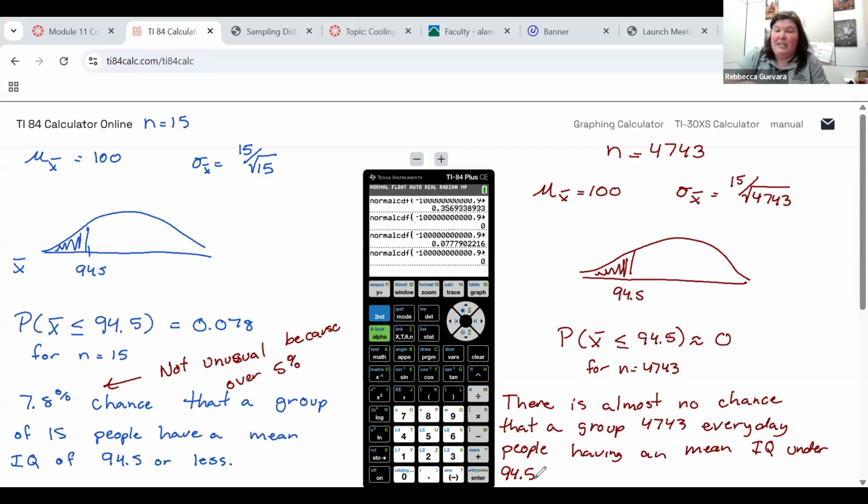Like I said, we'd expect a person to have that IQ score. That is reasonable. I would just barely expect that if I had 15 people, their average IQ is 94.5. But you have 4,743 people with a mean IQ of 94.5 or less, which is almost unheard of in your everyday people that you gather wandering through the world. So the fact that serial killers have this mean IQ is, like I said, really telling that there's something very, very important there. So is this unusual? Yes, this is unusual.